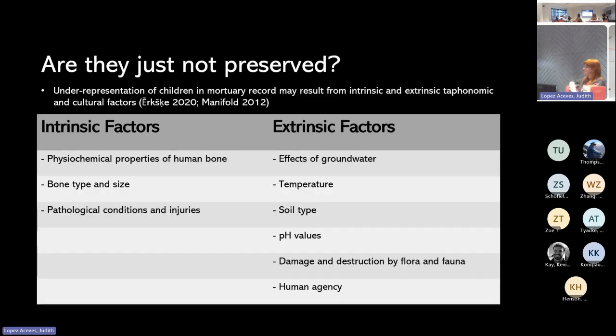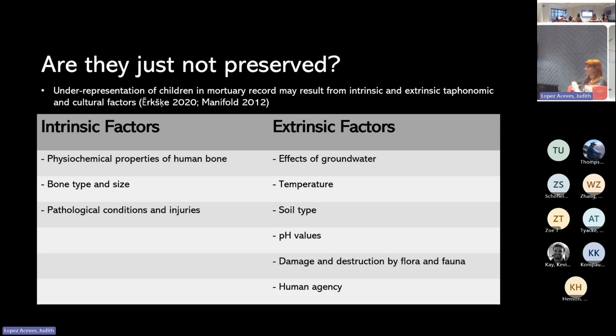So is it just that children are not being preserved? The underrepresentation might be resulting from intrinsic and extrinsic taphonomic and cultural factors. The intrinsic factors would be things like the physiochemical properties of bone, that's how they're made up and what they're constituted of, bone type and size, and pathological conditions and injuries. These can all affect how bone survives once it's been buried.